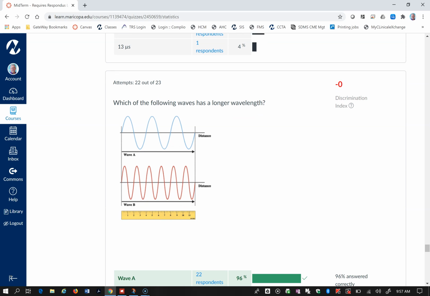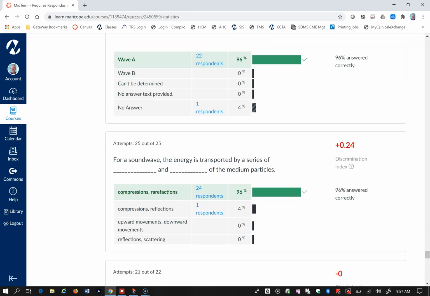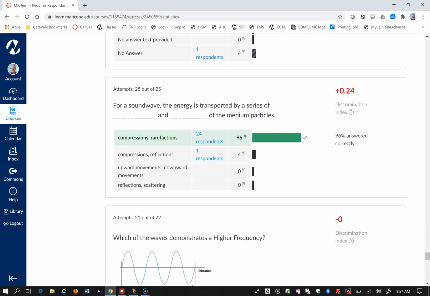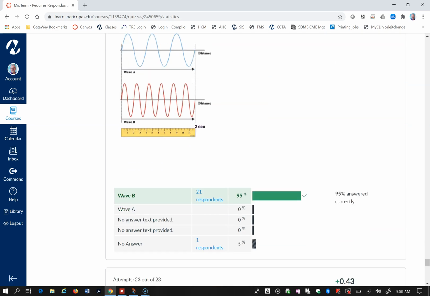Next question, which of the following waves has a longer wavelength? Well, we have a measuring tool down here that gives us distance from 0 to 12. Obviously, this wave comes in at about 4, this one comes in at about 2, so the top one would be a longer wavelength. Thank God, most people got that. For a sound wave, the energy is transported by a series of blank and blank of the medium particles. And this is compressions and rarefactions. Next, which of the waves demonstrates a higher frequency? If we recall that shorter wavelength is higher frequency, we can see that wave B is going to have the higher frequency.